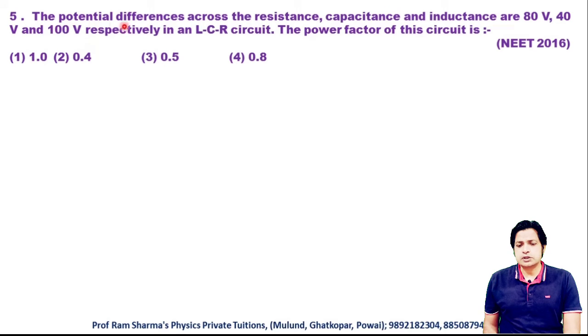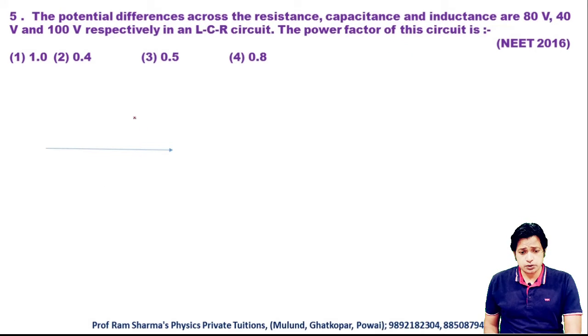The potential differences across the resistance, capacitance and inductance are 80, 40 and 100 in the LCR circuit. The power factor of this circuit is, so let us try to understand. We need to find out the power factor. Power factor is nothing but cos of the phase difference, cos phi.